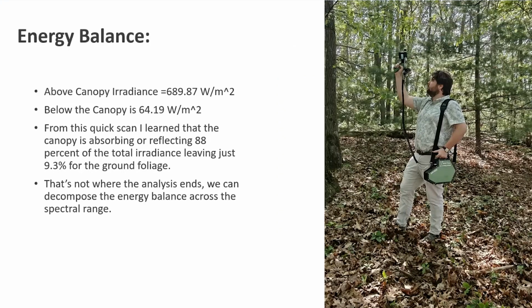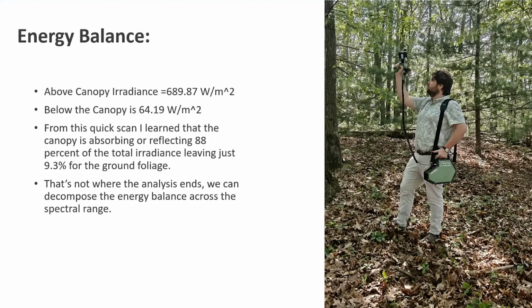So the above canopy irradiance was measured at 689.87 watts per meter squared. Below the canopy was 64.19. Now this is the average of what we collected in the field. And so from that I can see that it just let through 9.3% of the light to the ground foliage. But that's not where the energy assessment ends.